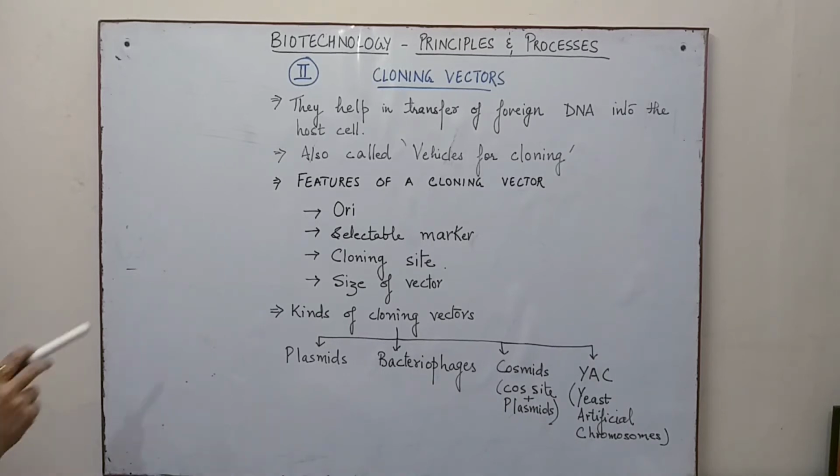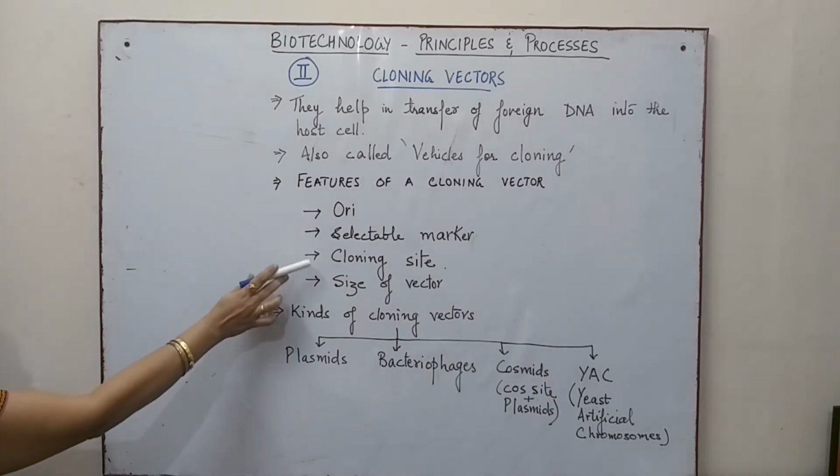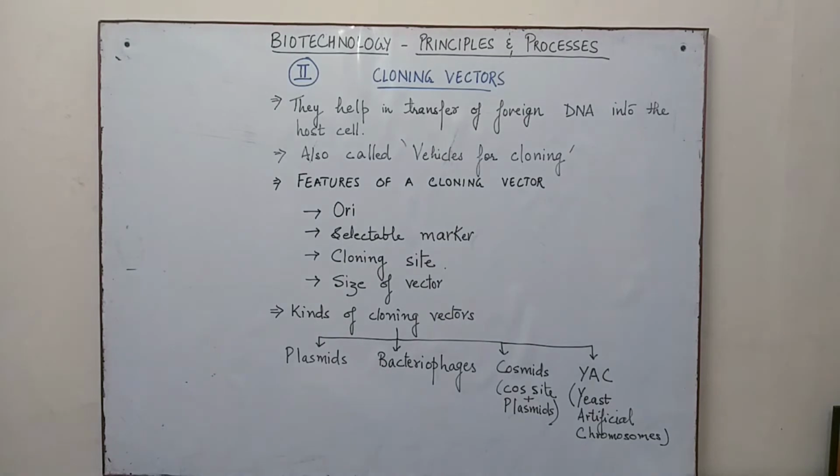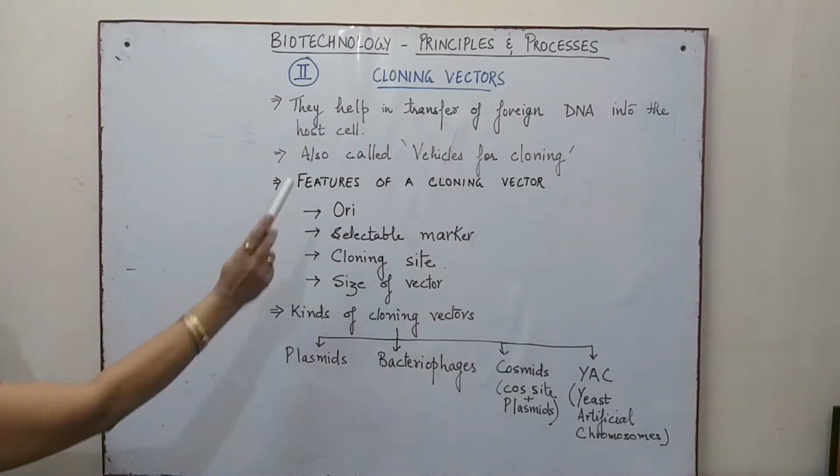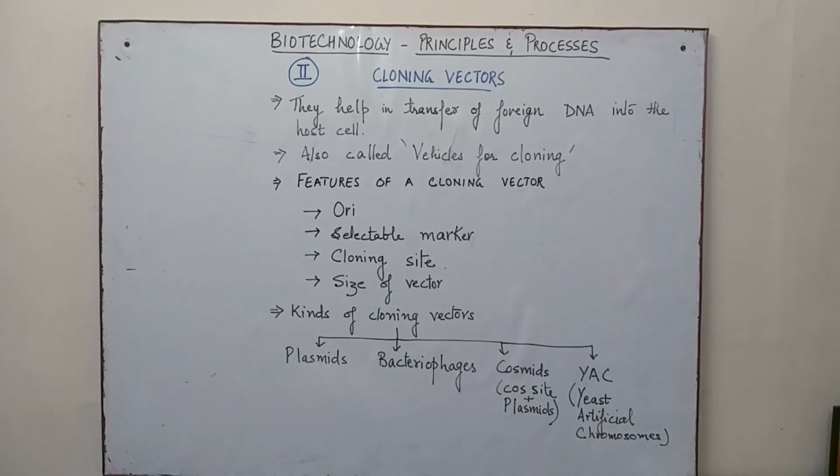Now there are certain important features for a cloning vector to possess. That means a cloning vector should have the following points, then only it is marked as a suitable vector for this particular rDNA technology. First is, it should have the origin of replication, or we call it the ORI site. Origin of replication, ORI, is a sequence of nucleotides in DNA where the actual process of replication begins. So it is initiated over here.